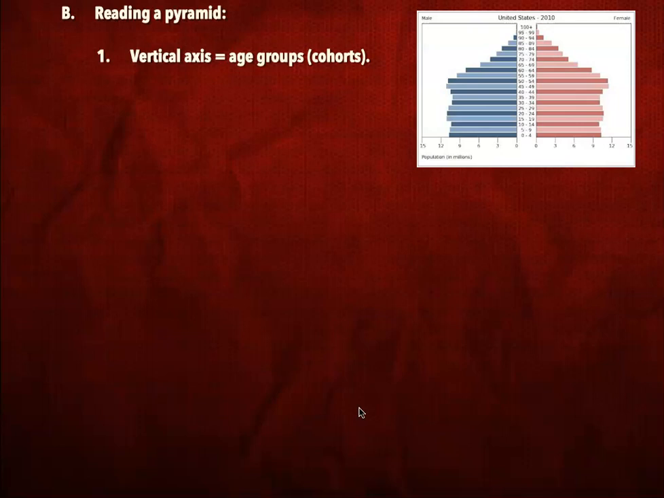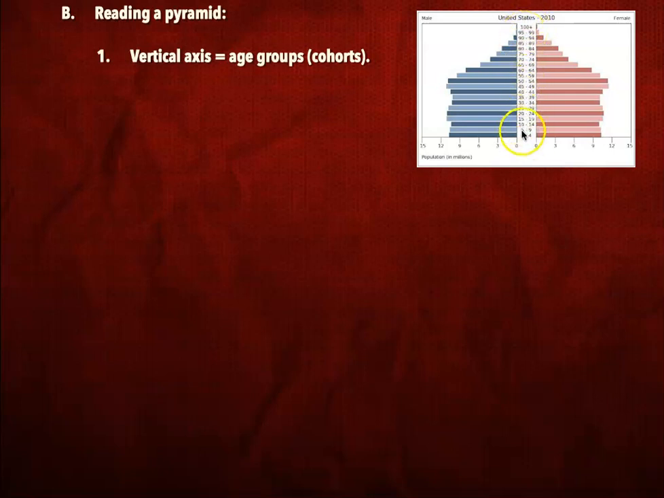All right. So, reading a pyramid here, I'm just going to give you kind of the basics of how this works out. So when we look at that vertical axis, and here we go, so we're kind of right up there, kind of up the spine of this pyramid.